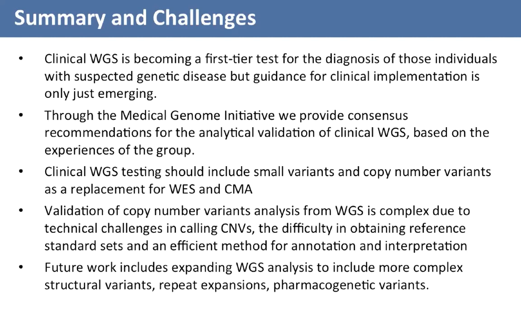The validation of copy number variants from whole genome sequencing is quite complex. There are a lot of technical challenges in calling the CNVs, a lot of difficulty in obtaining reference standards, and also in finding a very efficient way to annotate and interpret the variants. It's very challenging to do this, and that's why we're taking smaller steps. We'll be able to do other variants and algorithms later on, so that includes our future work: expanding the whole genome sequencing analysis to include more complex structural variants, and further downstream moving into repeat expansions and pharmacogenic variants as well.